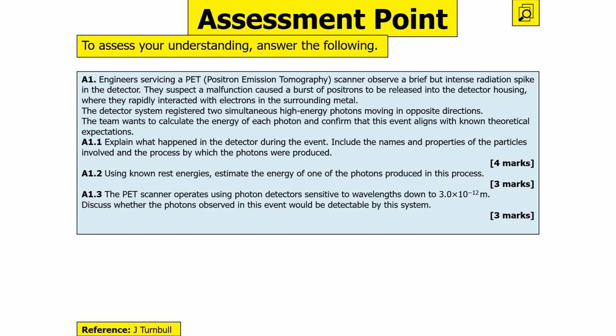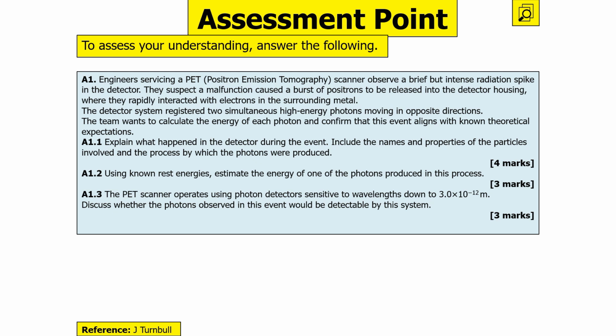The next question says, engineers servicing a PET scanner observe a brief but intense radiation spike in the detector. They suspect a malfunction caused a burst of positrons to be released into the detector housing, where they rapidly interact with electrons in the surrounding metal.